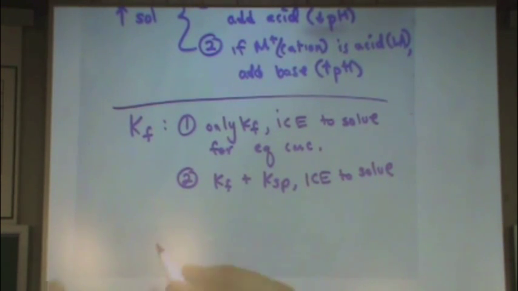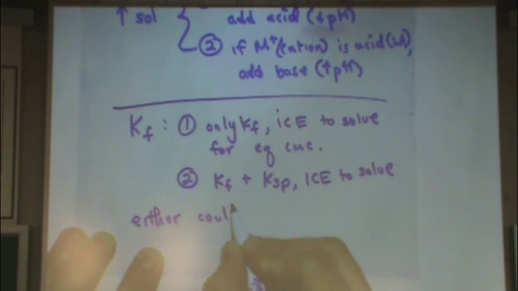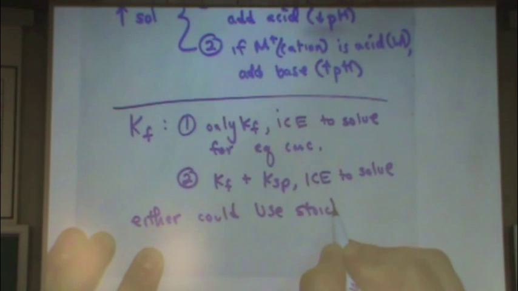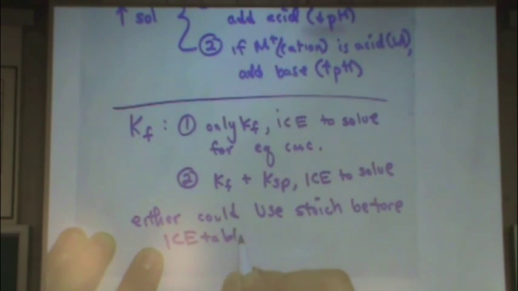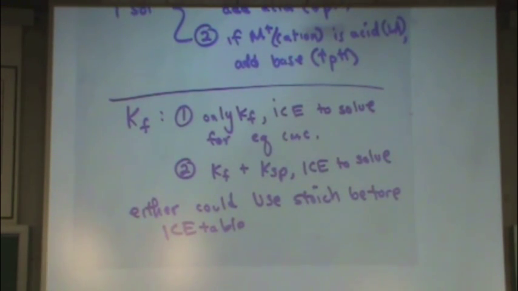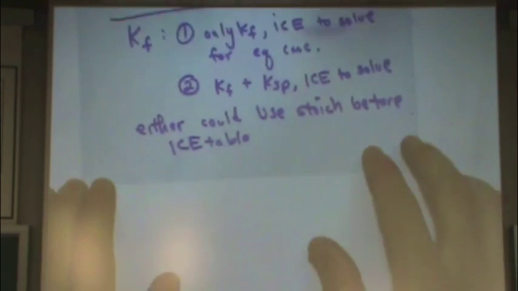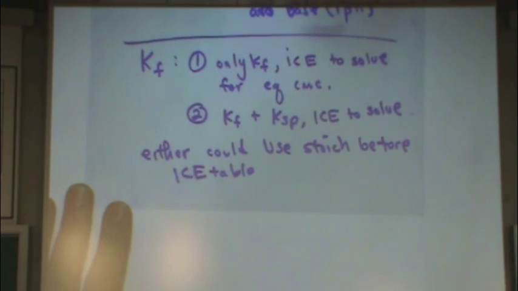Either of these could use stoichiometry before the ice table. So either of these could involve stoichiometry before you have to start the ice table in your question, okay? All right, so those are the two types of math problems you would typically see.